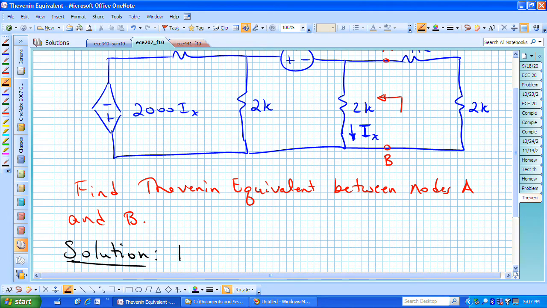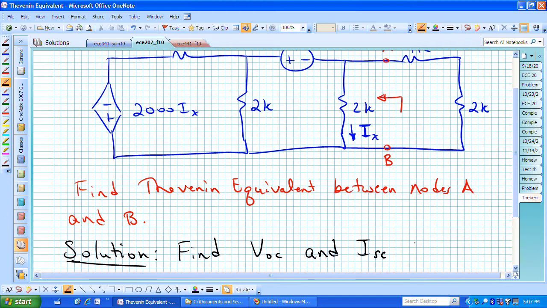And the solution that we are going to use is to find the result from two different circuits. One, we're going to open up the circuit at nodes A and B and find the open circuit voltage across those two terminals. Then we will create a second circuit that shorts out the circuit between nodes A and B, and we'll determine the current flowing through that short-circuited path.